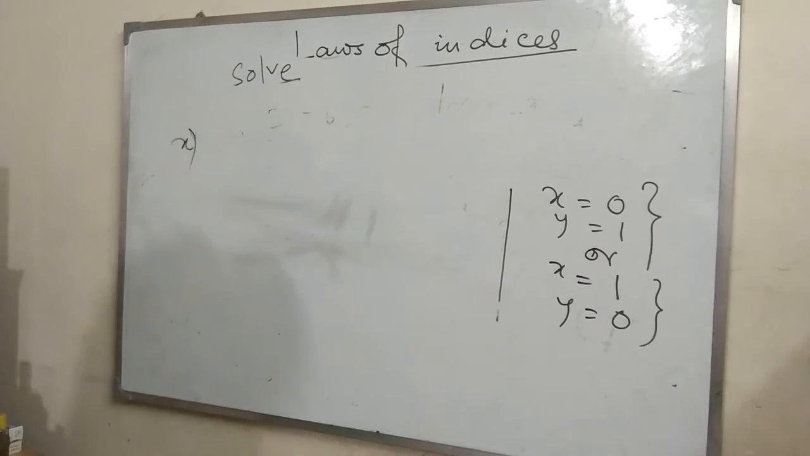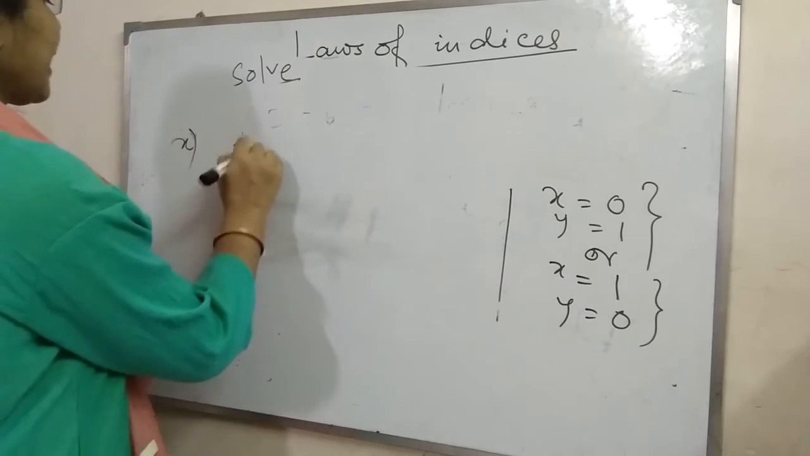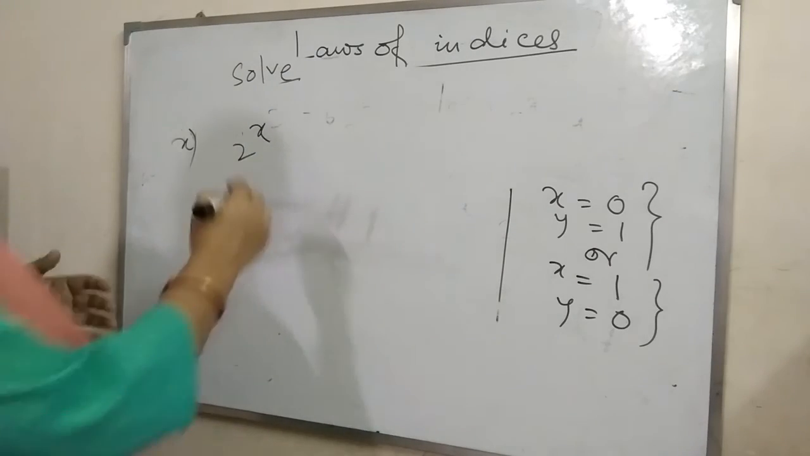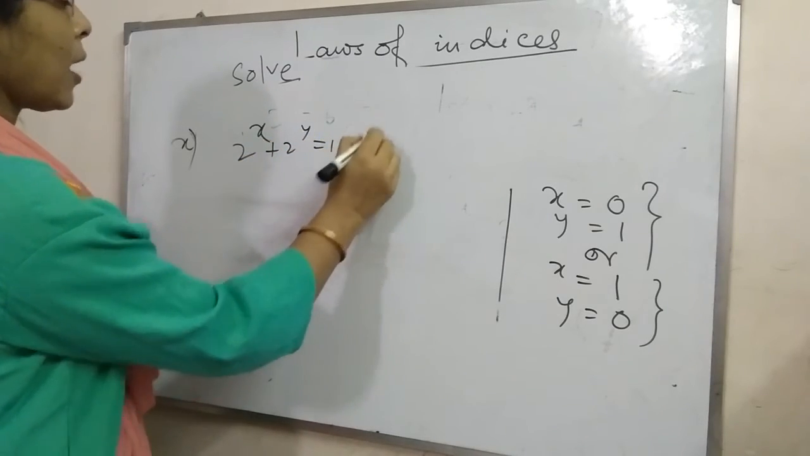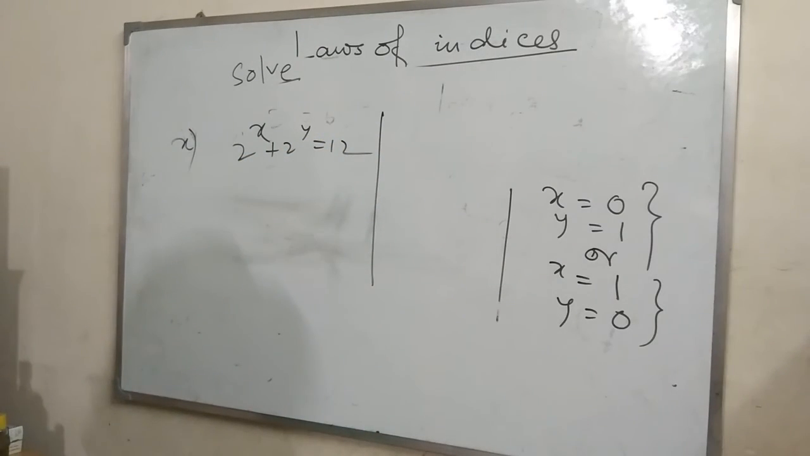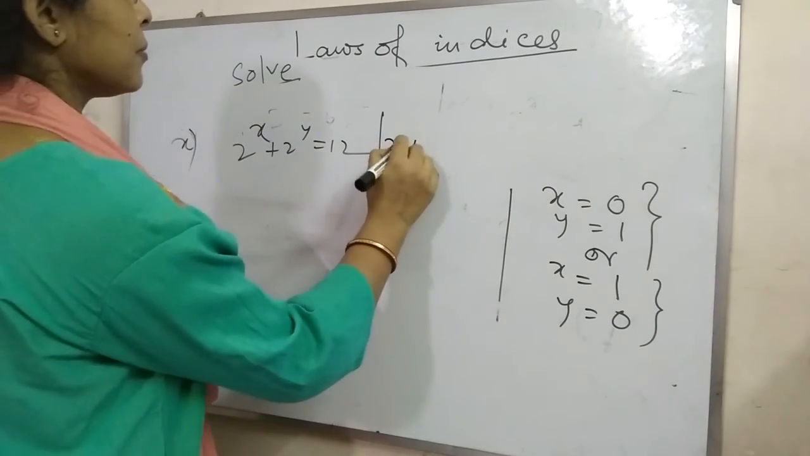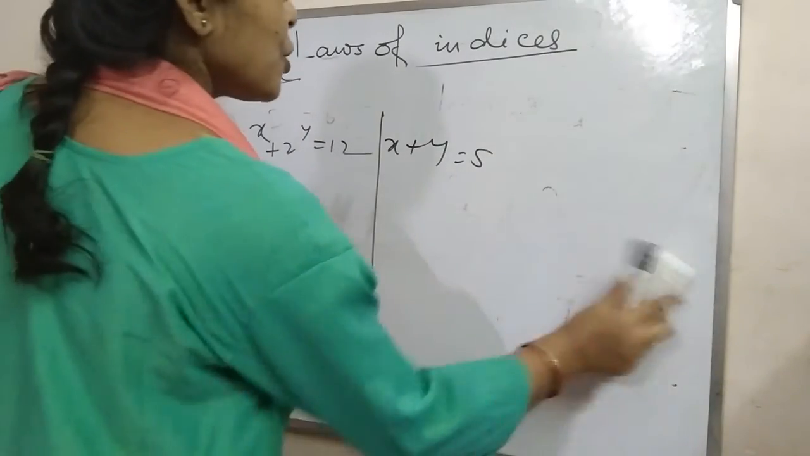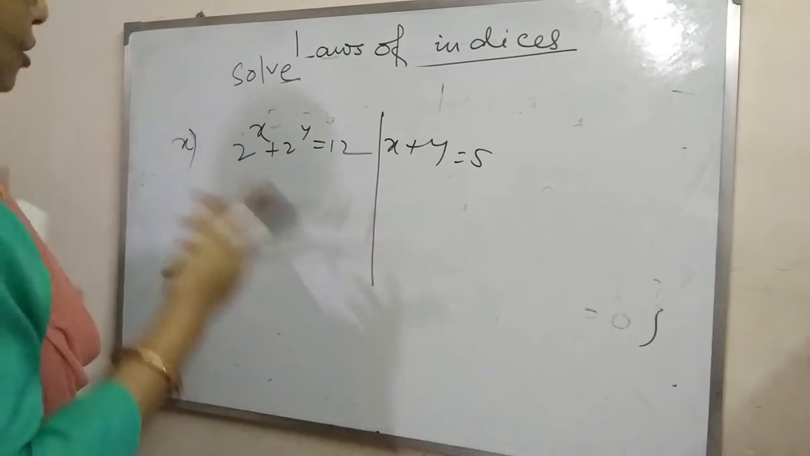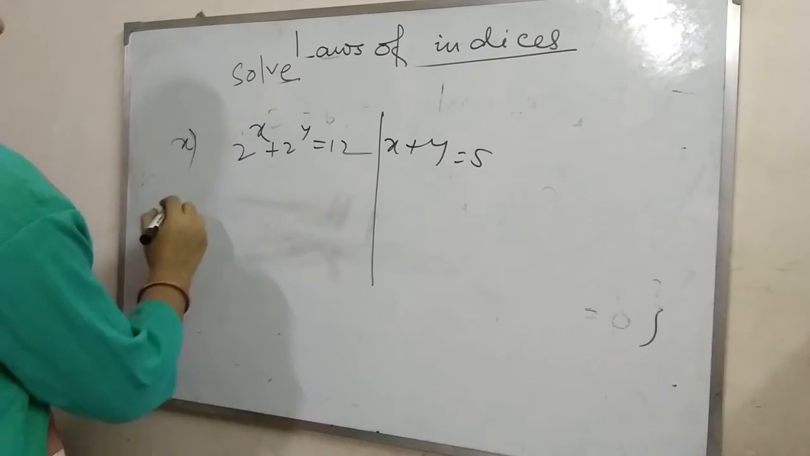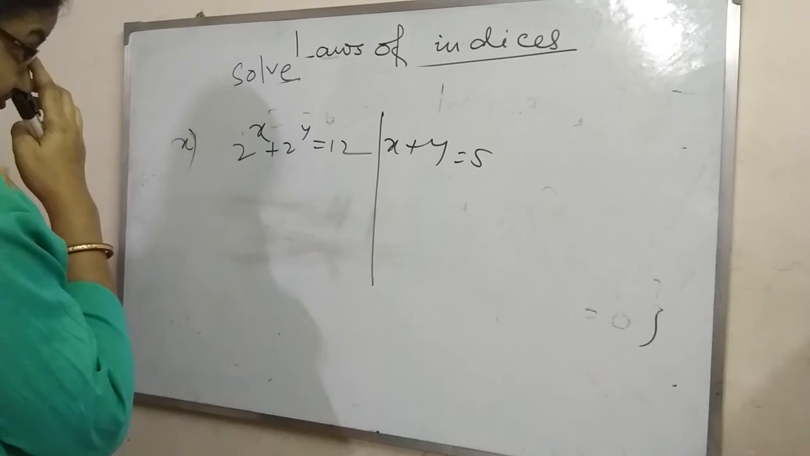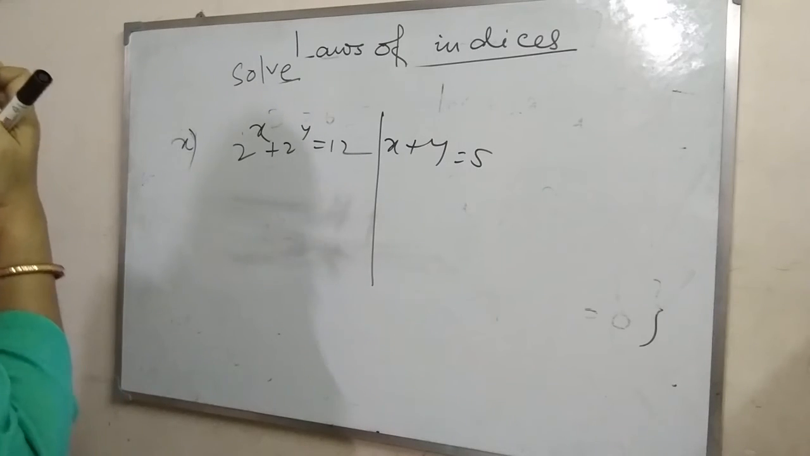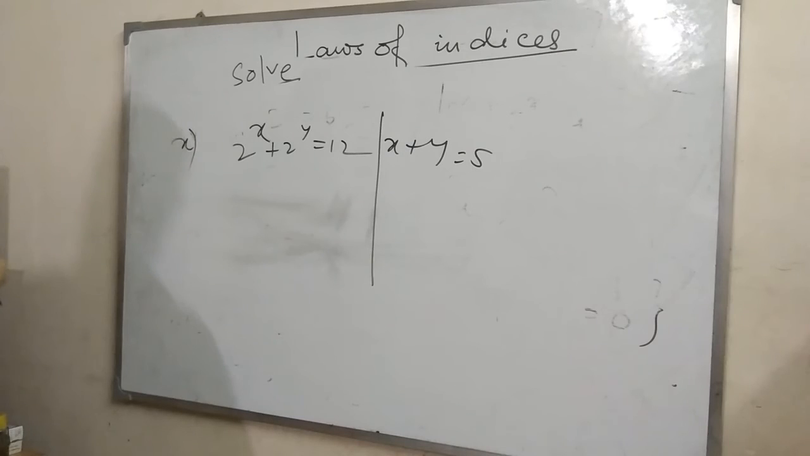This is sum number 10. 2 to the power x plus 2 to the power y is equal to 12, and x plus y equal to 5. I have two equations and two unknowns, x and y. So I will get the value of x and y. What is the process?